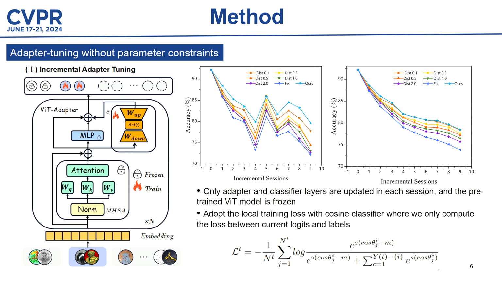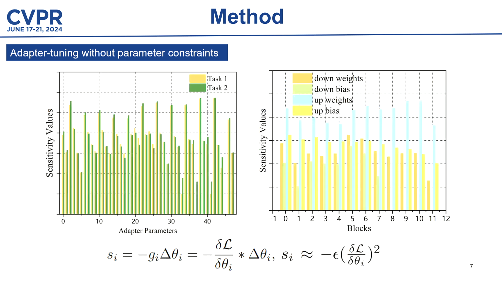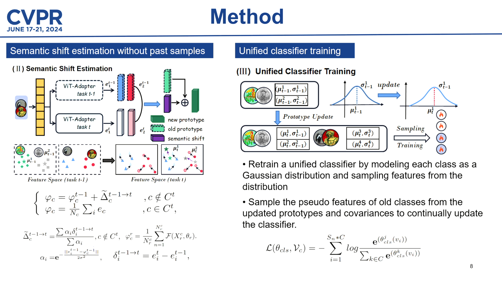Therefore, we train the adapter and task-specific classifier without parameter regularization in each session, allowing for greater plasticity in learning new classes. As shown in the figure, the sensitivity values of tuning parameters for two different sessions are nearly equal. Constraining the parameter update would hinder the learning of new classes and further impede the ability of the model for continual learning. Retraining the classifier with the previous prototypes is suboptimal.